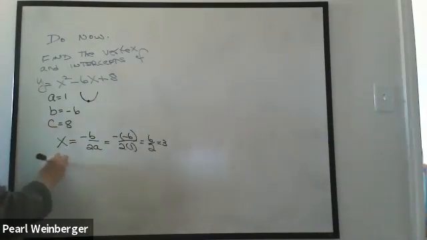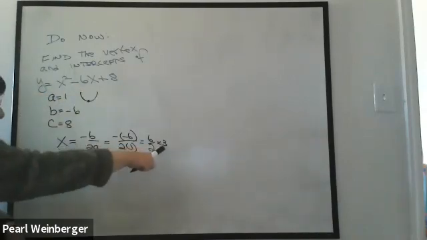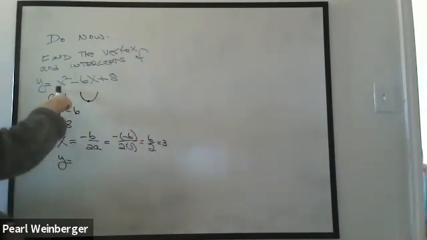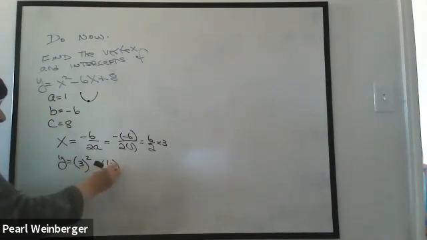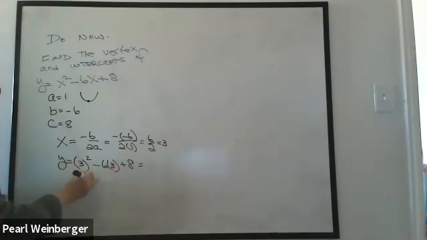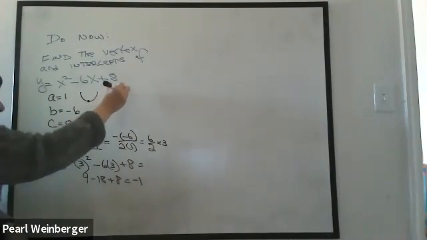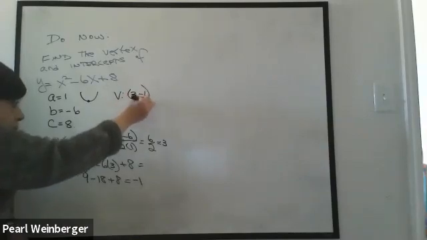Now we'll figure out what the y value is by replacing the x, which we know is 3. We're going to find the y value by putting it back into the equation. So we're going to do 3 squared minus 6 times 3 plus 8, which is 9 minus 18 plus 8. When you combine all of that, you get -1. So my vertex becomes the point (3, -1).